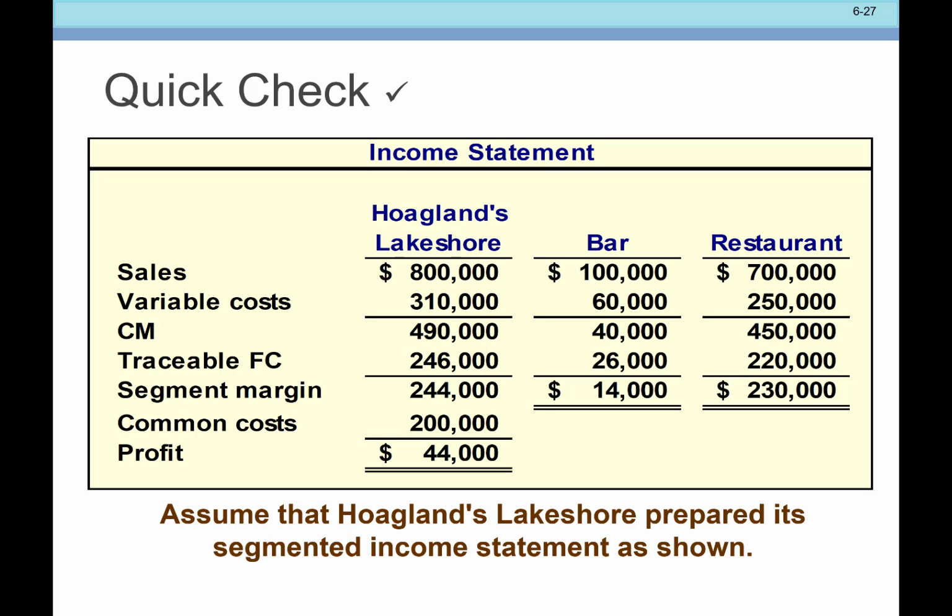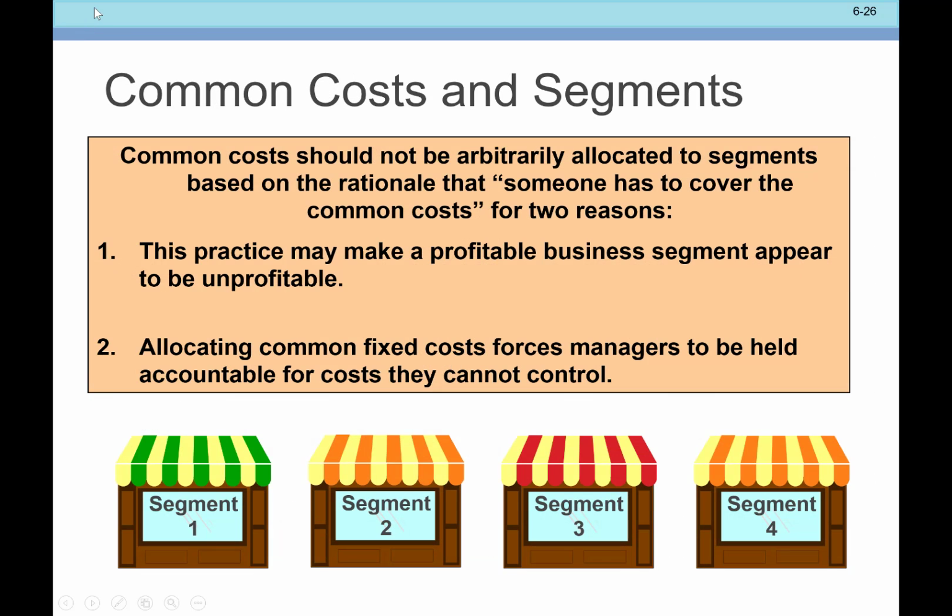Okay, so we've got this restaurant, Lakeshore Bar and Grill. But anyway, it's a restaurant that has a bar part and a restaurant part, right? Okay. And so notice that we have the traceable costs going over. We don't allocate the common cost. Now let's say somebody comes in and insists, nope, we've got to allocate the common cost in order to be able to figure out which one.